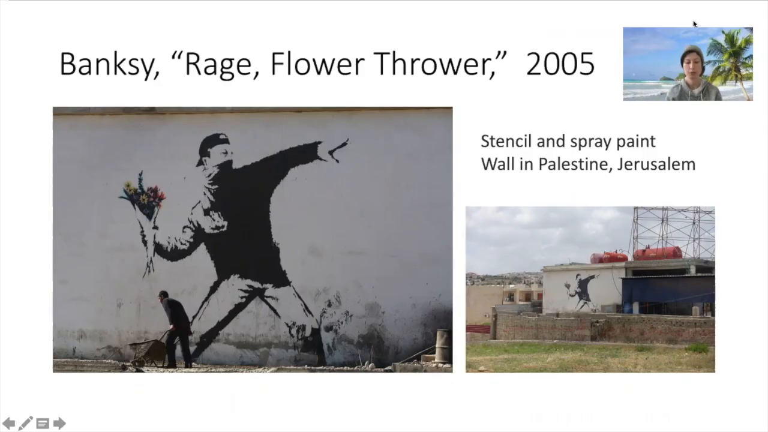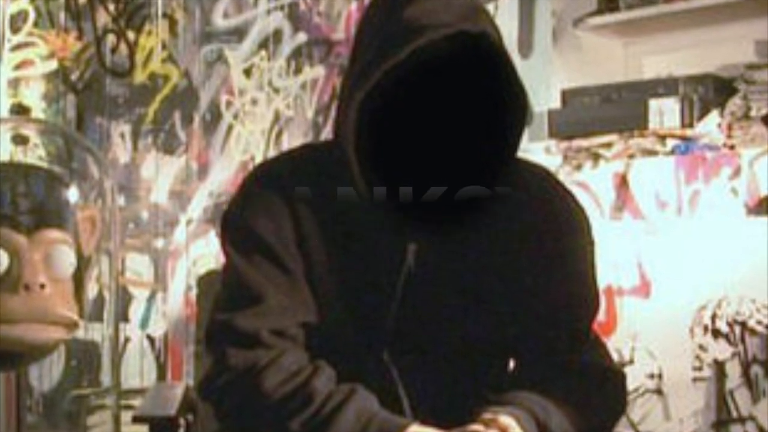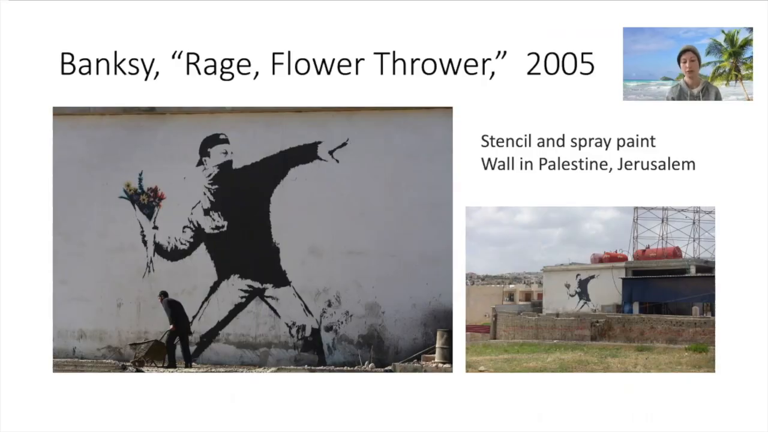Rage Flower Thrower is probably the most famous piece by Banksy. It's located in Palestine, an area prone to conflict and war. It shows a guy dressed in what we would consider riot clothing, although he's not throwing a bomb, but a bouquet of flowers. Typical of Banksy's work, it's mostly in black and white, but with a pop of color. In this case, he puts the flowers in color as if to highlight their beauty in an otherwise kind of bleak world, and likely to emphasize their symbolism as a sign of peace.